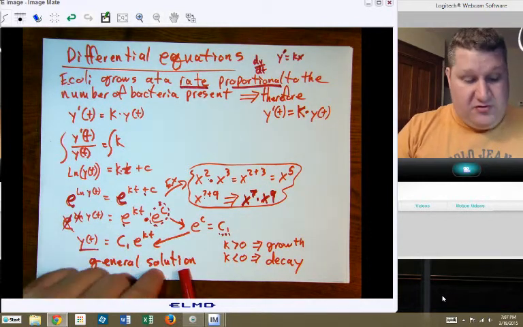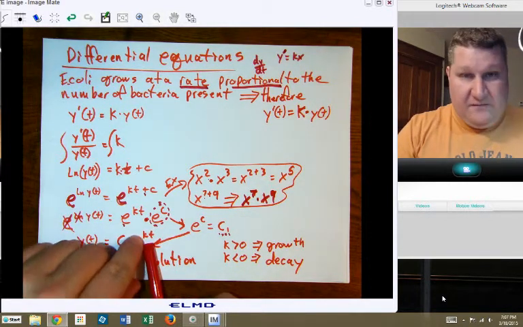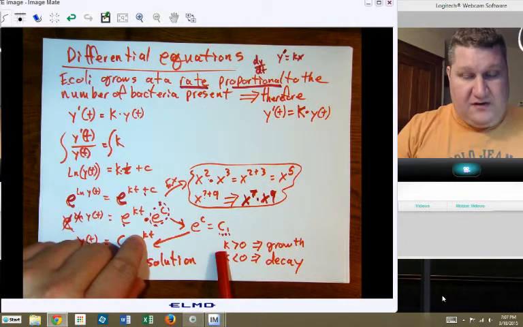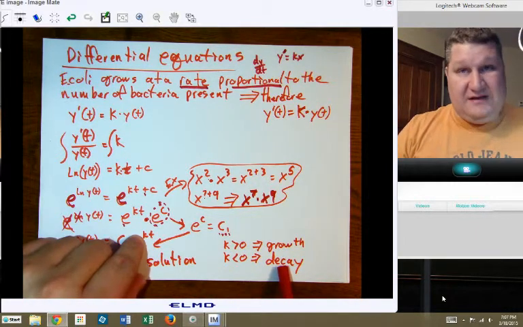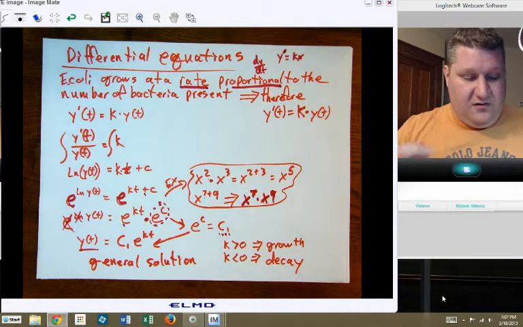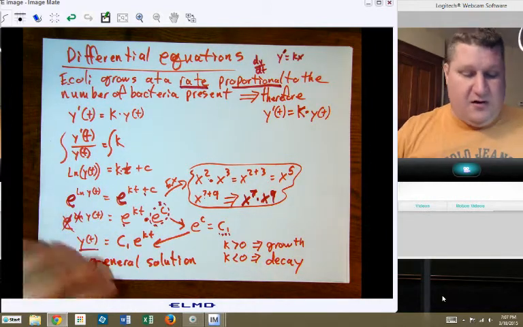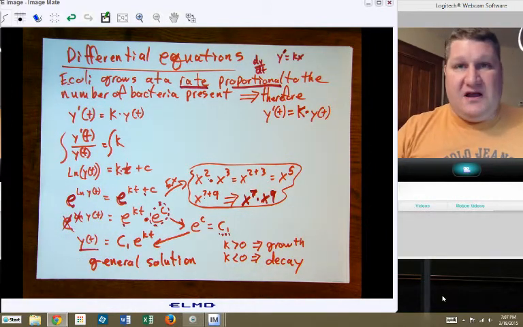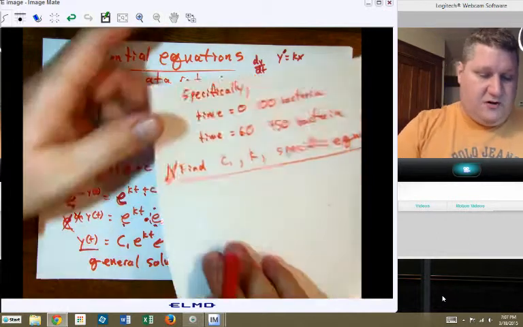Now, it's only growth, however, if the constant does happen to be above 0. If the constant is less than 0, it happens to be decay. So we have greater than 0, growth, less than 0, decay. Okay, using that information, let's actually put it to work.